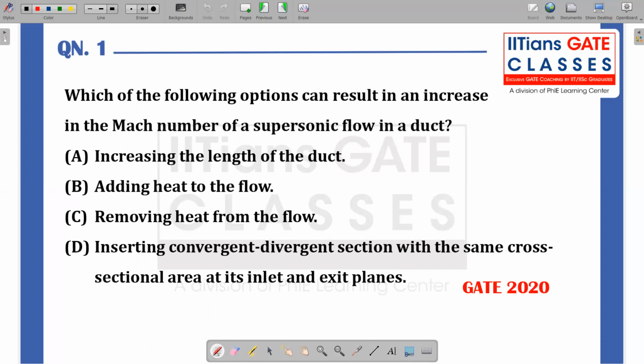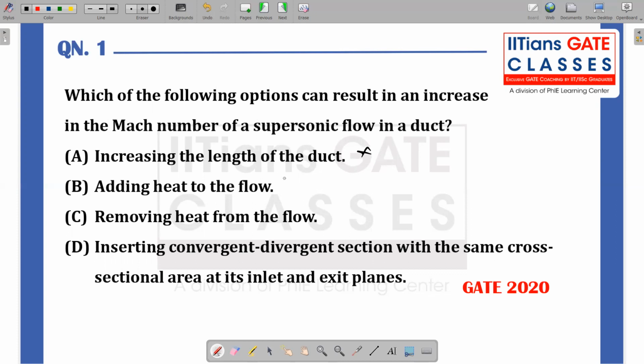Which of the following options can result in an increase in the Mach number of a supersonic flow in a duct? So they are giving option A as increase in the length of the duct. So this is not correct, right? Just now we saw that increasing the length of the duct in a supersonic flow actually decelerates the flow. So you cannot increase the Mach number. So this is not correct.